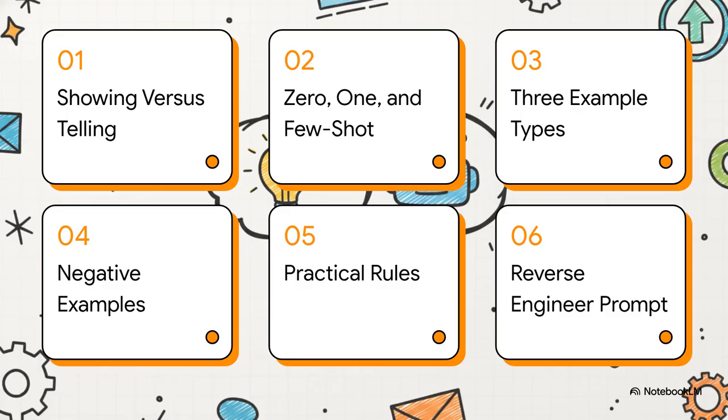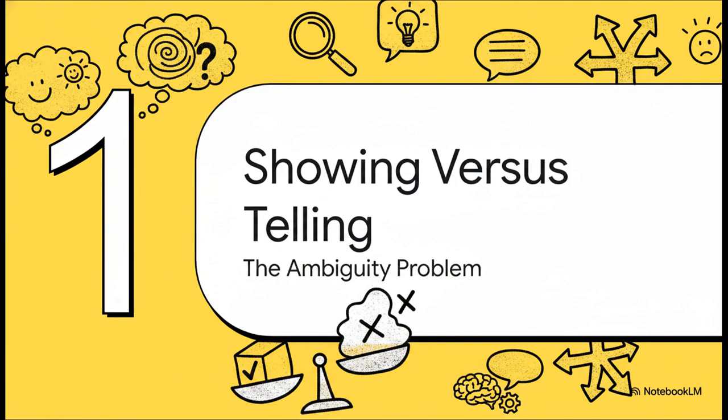Here is our quick lesson plan for today. We're going to cover showing versus telling, 0, 1, and few shot prompting, 3 specific types of examples, the awesome power of negative examples, some practical rules to follow, and finally, a little reverse engineering homework. All right, let's kick things off with part 1, showing versus telling.